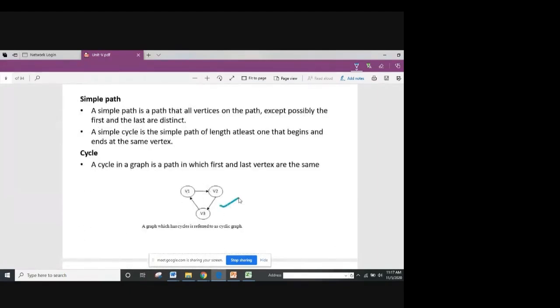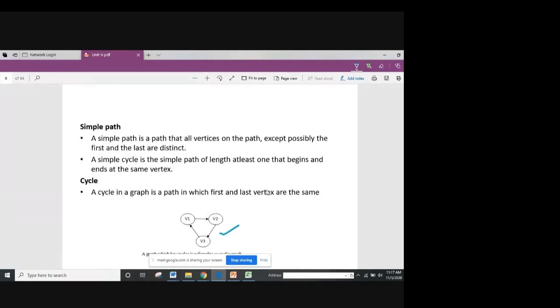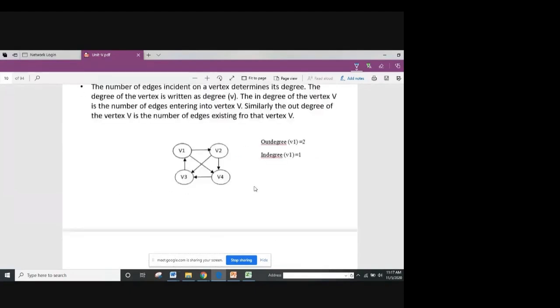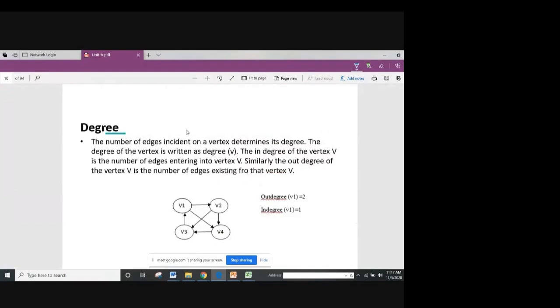That's what is here. Cycle is here, and the path is done. Now the main thing is in degree. In degree is very important to calculate the problems. In degree is the number of edges that are incoming, the edges entering into the vertex. Out degree and in degree, we tell it as two degrees.